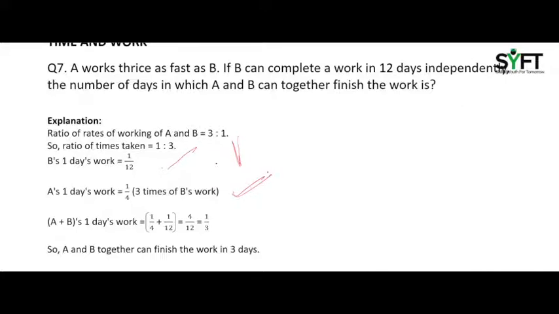Just listen. So A plus B together one day's work is 1 by 4 plus 1 by 12. That is simply 1 by 3. If we add 1 by 4 plus 1 by 12, LCM is 12, and 3 plus 1 is 4 by 12, which is nothing but 1 by 3. So A and B together can finish the work in 3 days. Okay.